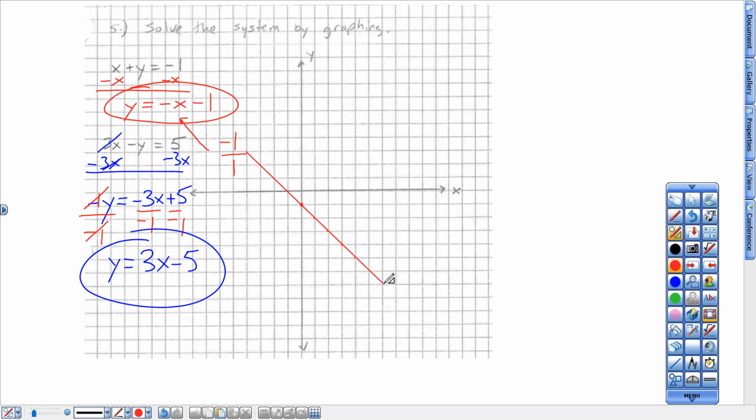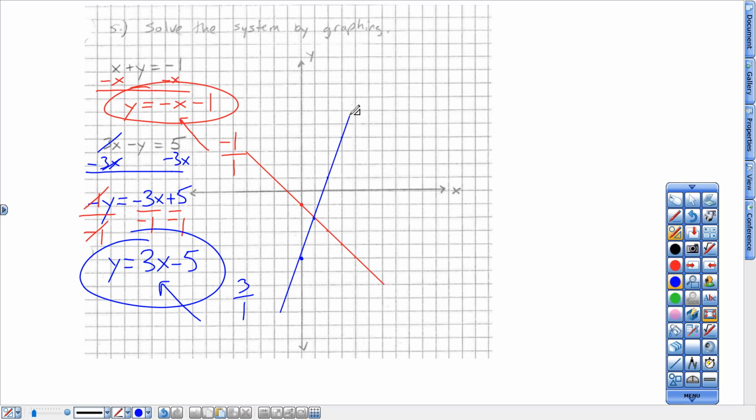All right, my line in blue starting at negative 5. 1, 2, 3, 4, 5. And then this one, looking at that number in front of x, 3, made into a fraction, 3 over 1. Right 1, up 3. Right 1, up 3. Draw the line through those.